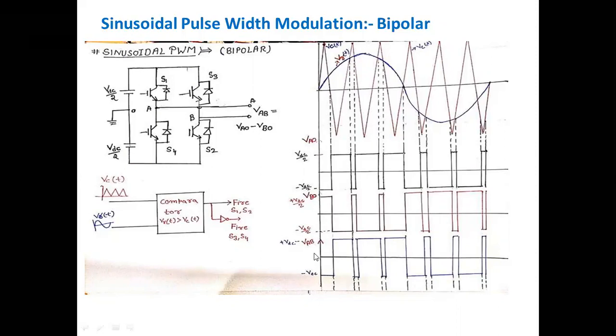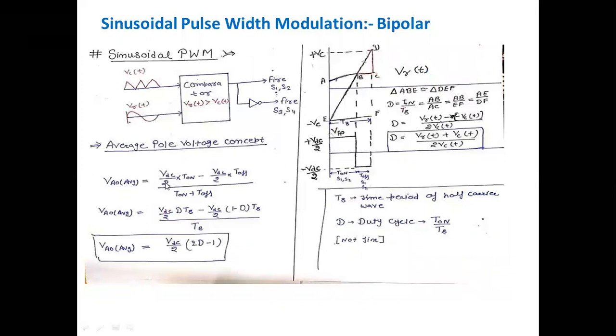Okay, and this VAB is your line voltage. Okay, because as you said, between the point and neutral is the pole voltage, or we can say neutral voltage, and here we can say VAB is your line voltage. Okay, this can also be defined as phase voltage and line voltage. So I want the average value of pole voltage. That is, first I want to calculate VA0 average.